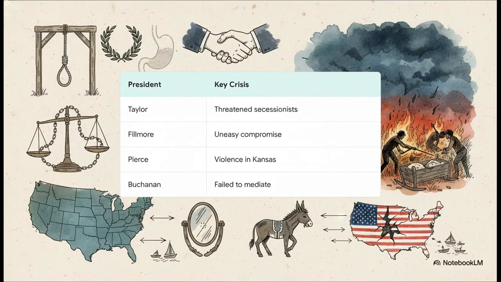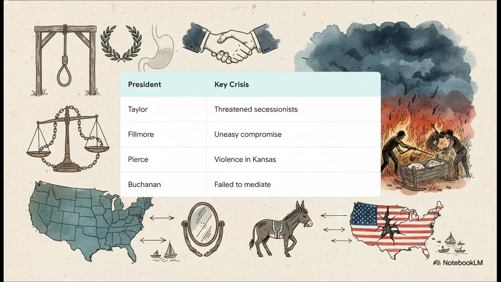Now, looking at this table, you can see how the four presidencies leading up to the 1860s utterly failed to stop the country's accelerating slide toward war. Zachary Taylor literally threatened to hang secessionists, but then he suddenly died of a stomach illness. Millard Fillmore managed to support an uneasy, very short-lived compromise. Then Franklin Pierce, dealing with the terrible trauma of his son's recent death, allowed brutal violence to just engulf Kansas between pro- and anti-slavery settlers.